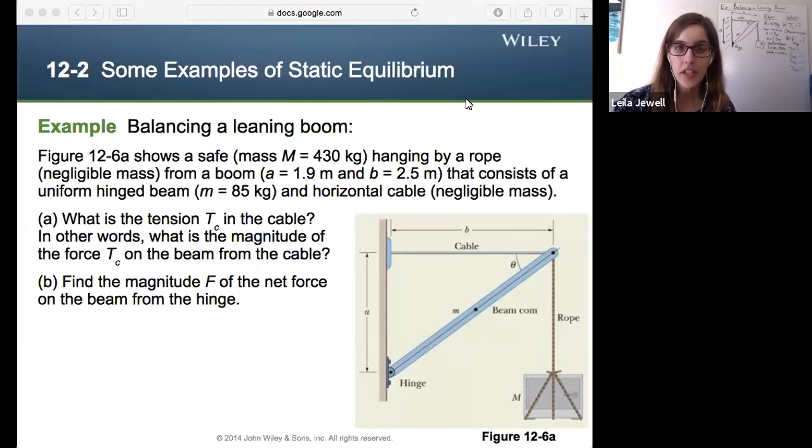Part A: what is the tension Tc in the cable? In other words, what is the magnitude of force Tc on the beam from the cable? Part B: find the magnitude F of the net force on the beam from the hinge.